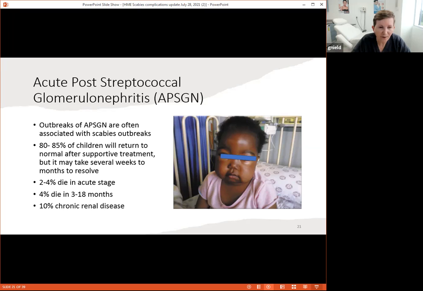So 80 to 85% of children will return to normal after supportive treatment, but it may take several weeks to months to resolve. 2 to 4% will die in the acute stage, 4% will die in 3 to 18 months, and 10% will be left with chronic renal disease.